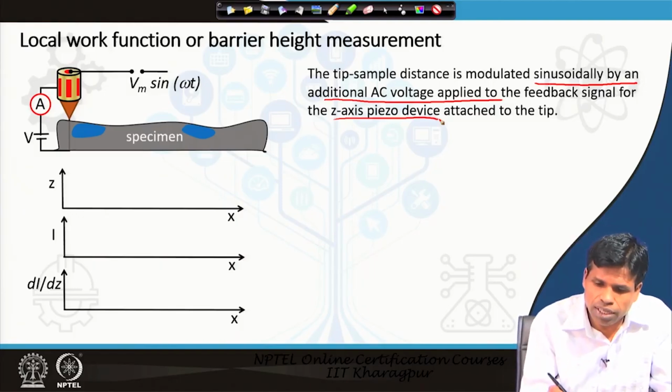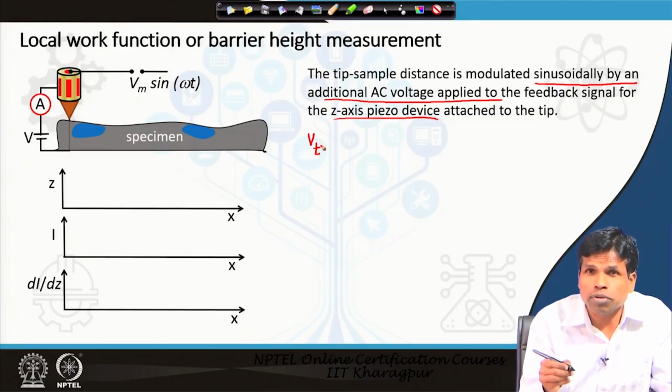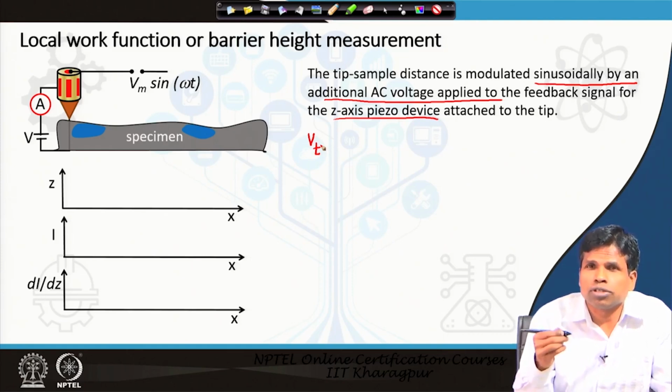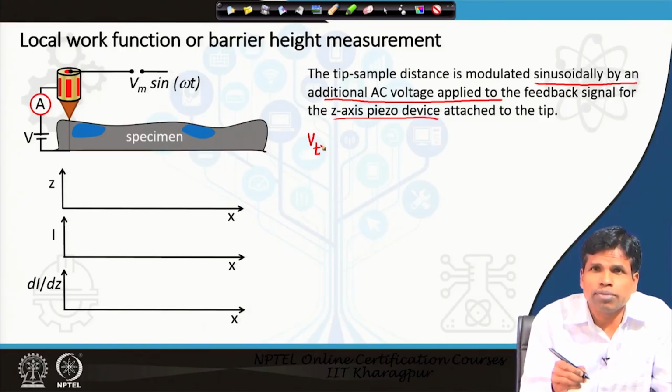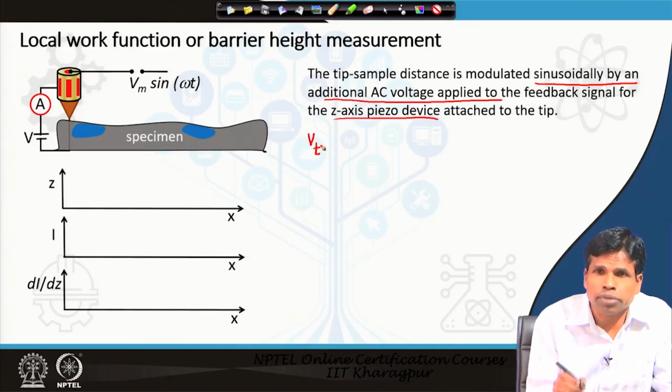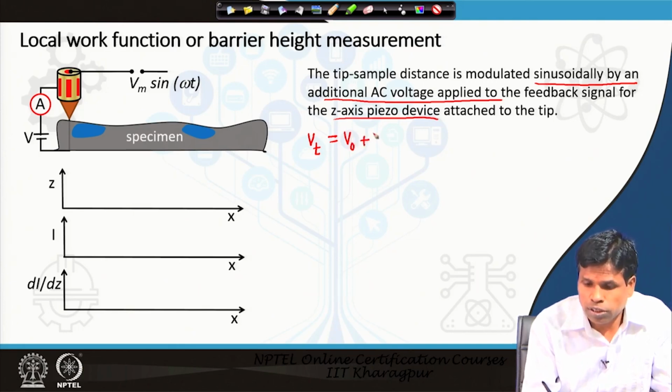So, therefore, let us say we give a voltage Vt to the tip. Actually, voltage is not given to the tip, but voltage is given to the piezo scanner, because when we give the voltage to the piezo scanner, then only the height changes. But as the tip is attached to the scanner, therefore, I am writing Vt, which is equal to V0, the initial voltage, plus Vm sin omega t, where omega is the frequency.